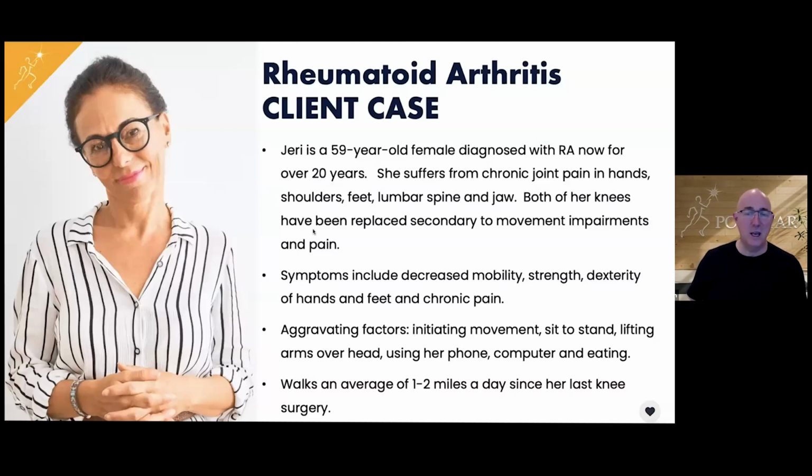Aggravating factors: initiating movement, like sit to stand, lifting arms overhead. Probably her biggest problem is her shoulders now, as we'll find out. Using her phone, being able to hold her phone in her hand is very difficult. And any kind of computing or eating also is difficult, mainly because she can't use her hands with good accuracy. Walks on average 1 to 2 miles a day as long as she can, especially since her last knee replacement has significantly increased her mobility in the community.